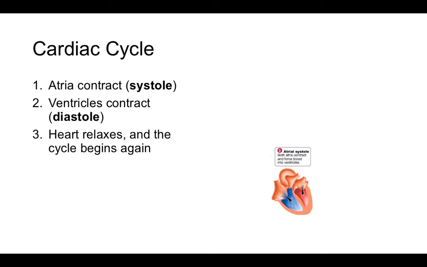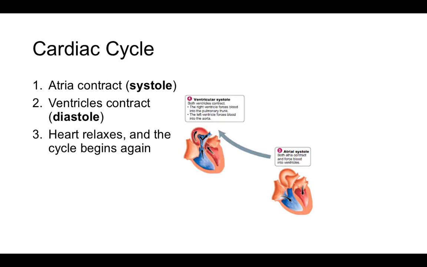We have the atrial systole. Systole means contraction. So both atria contract at the same time with isovolumetric contraction. They contract with the same volume pushing into the ventricle. Then we move to ventricular systole, where the atria have contracted and pushed the blood into the ventricles. Now it's time for the ventricles to contract. Both the right and the left ventricles contract at the same time, and they force blood either to the pulmonary circuit or to the systemic circuit.